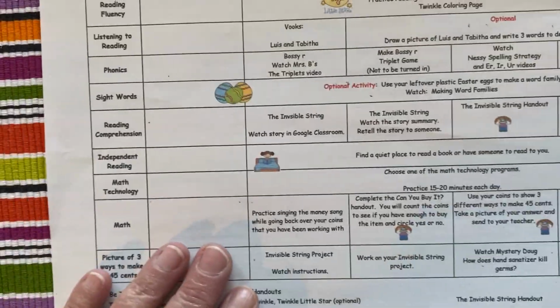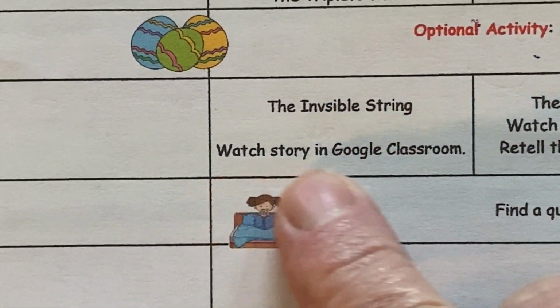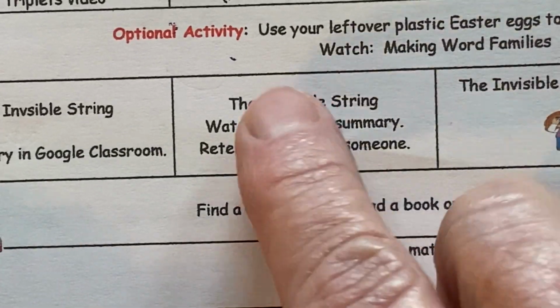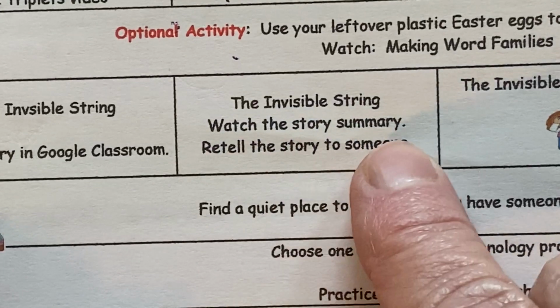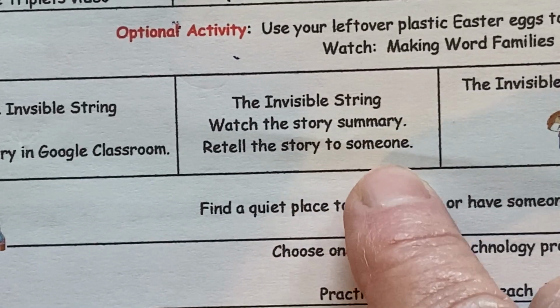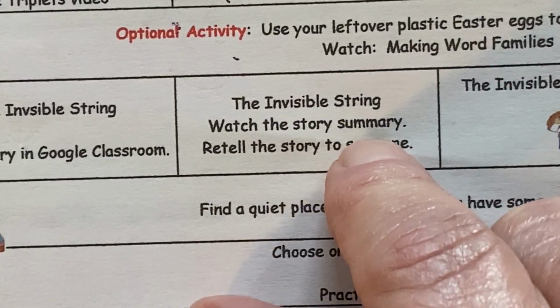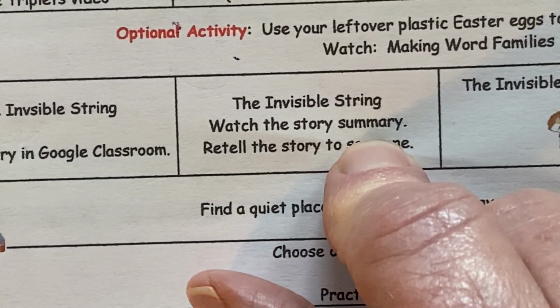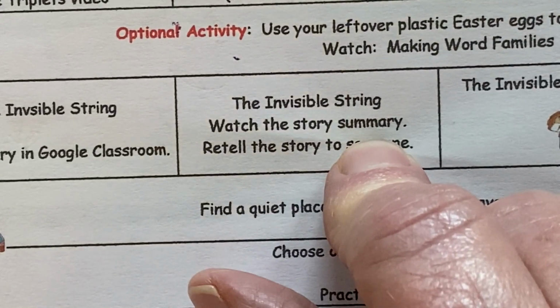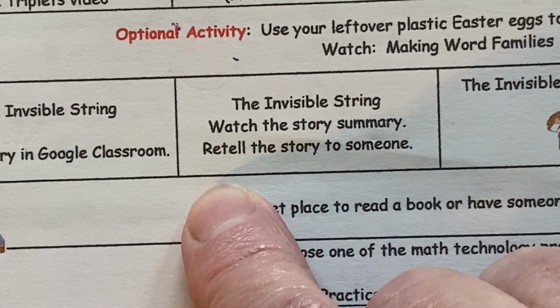Okay, so that is making connections. Now I want to take a look at what we were supposed to do this week for the invisible string. First thing you were supposed to do was to watch the story, which you already did. The next thing was to watch the story summary. That's what this is right there. And then I want you to retell the story to someone. Now there's a difference between summarizing and retelling. The other day we talked about summarizing. Summarizing is when you just give a few details about the story. Now when you retell it, you try to remember every detail.